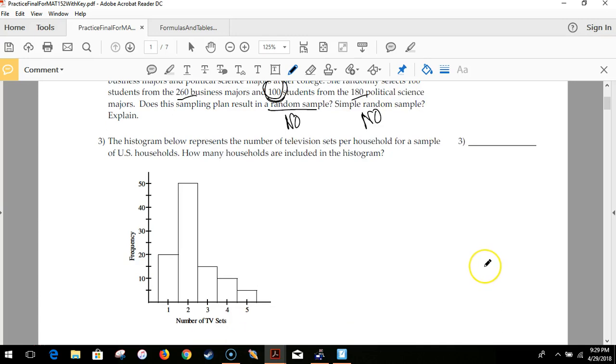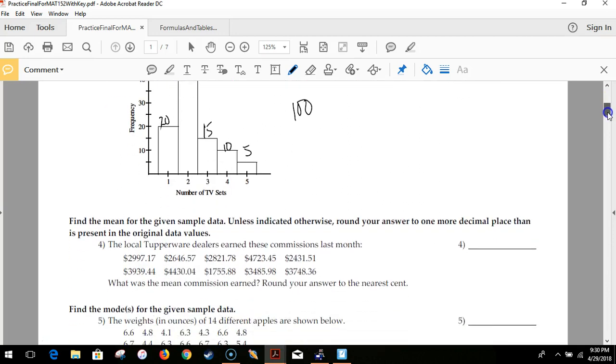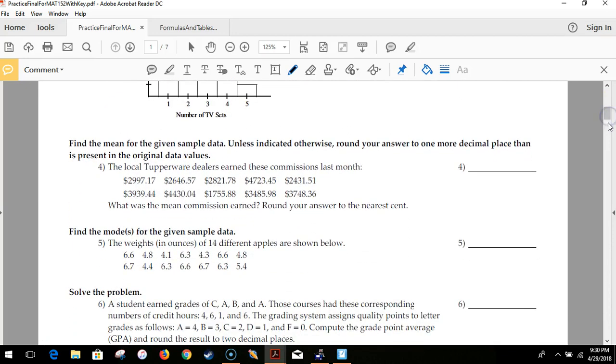Number 3 is from chapter 2, which was all about graphs and frequency tables. How many households are included in this histogram? I have the number of TV sets, and then here's how many households have that. Well, I have 20, 50, what's that, 15, 10, and 5. So there's 100 households in the survey. So just 100. That's the only one from chapter 2. I got a bunch from chapter 3. Chapter 3 was about measures of center and variation.